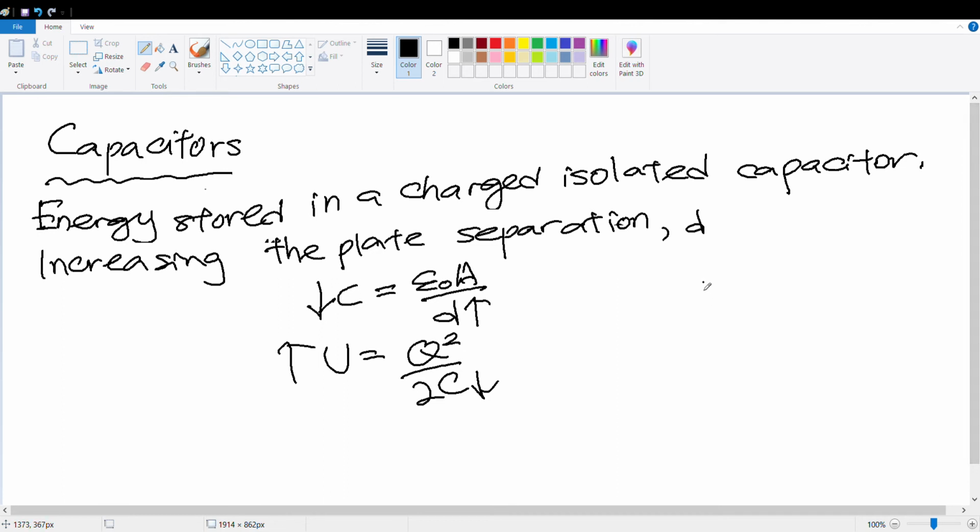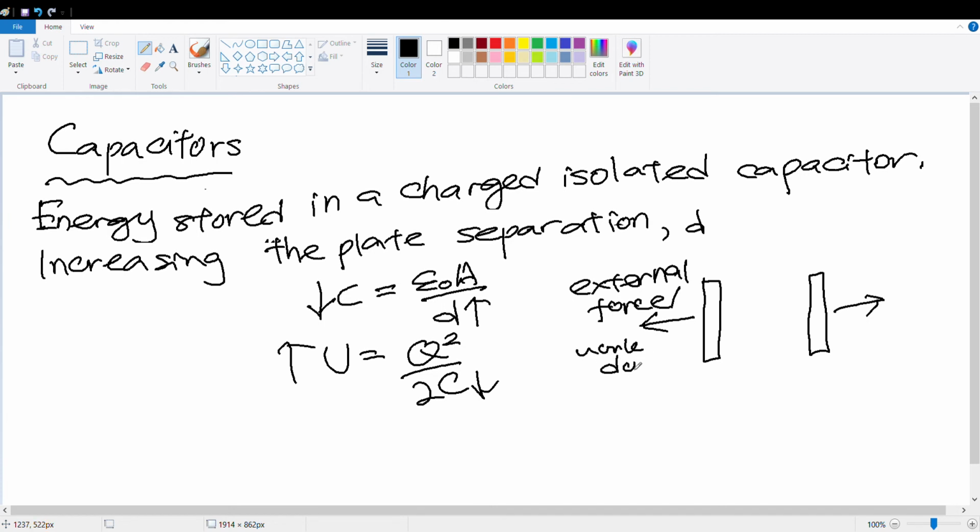So assume that this is my capacitor. If there's an attractive force, there's external work done. So this is my external work done, or we can say this is the external force. The external force is applied to separate the two attractive plates further apart.